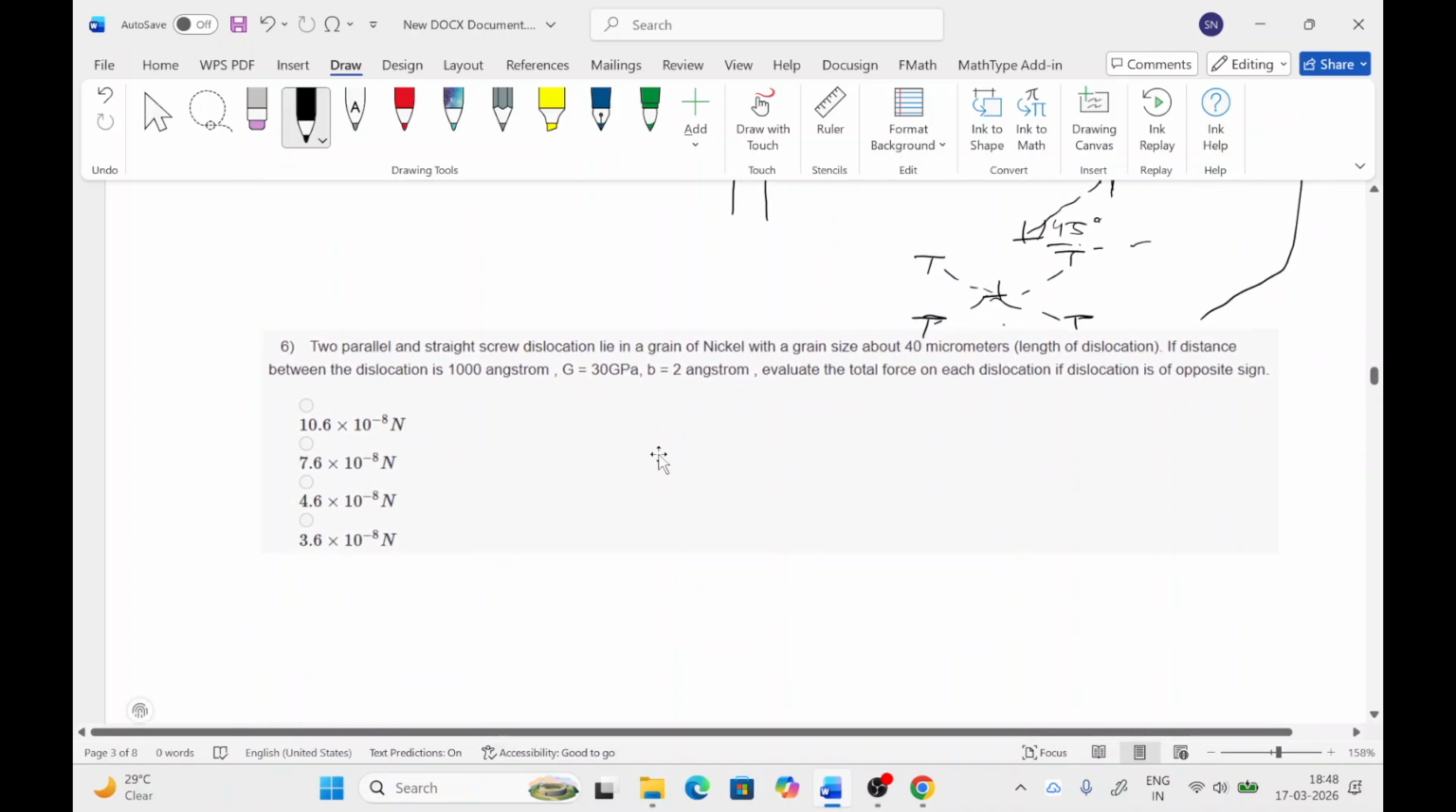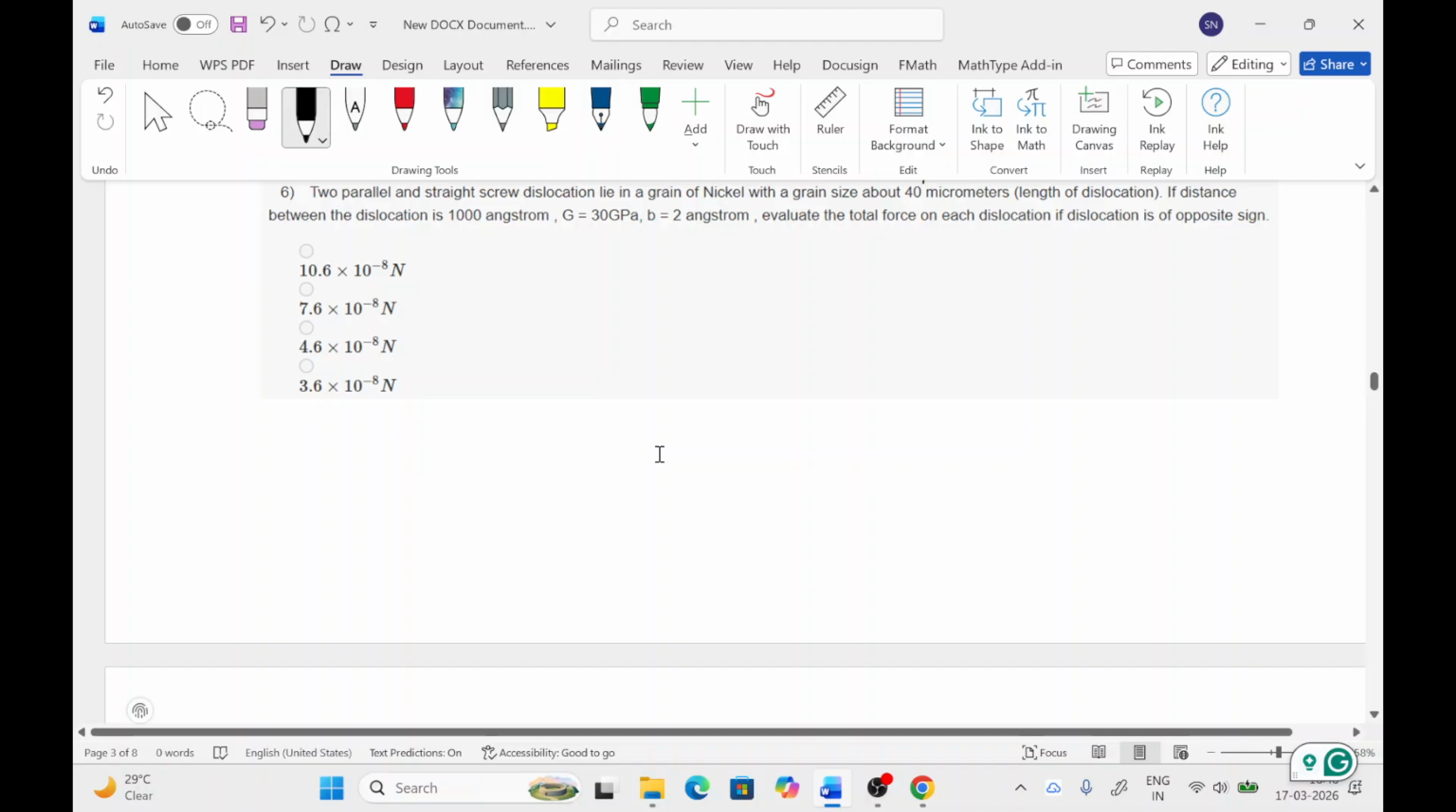Okay, so we'll discuss the problems regarding the force. In the sixth question we have been asked that two parallel and straight screw dislocations lie in a grain of nickel with a grain size of about 40 micrometer. So 40 micrometer is given as the length of dislocation. The distance between the dislocations is 1000 angstrom, shear modulus 30 GPa, and B, the Burgers vector, is 2 angstrom. Evaluate the total force on each dislocation if the dislocations are of opposite sign.